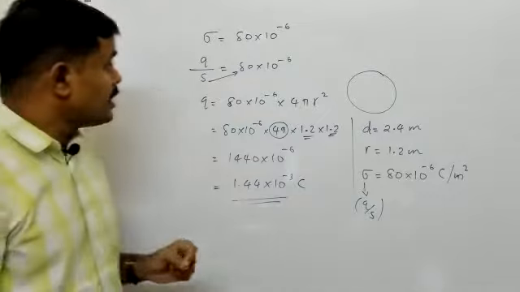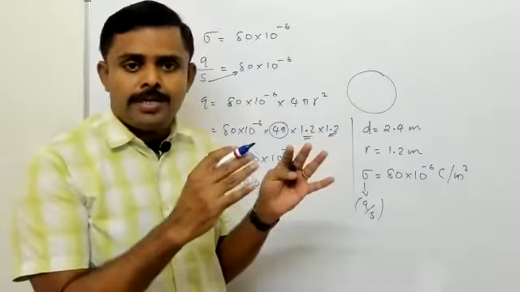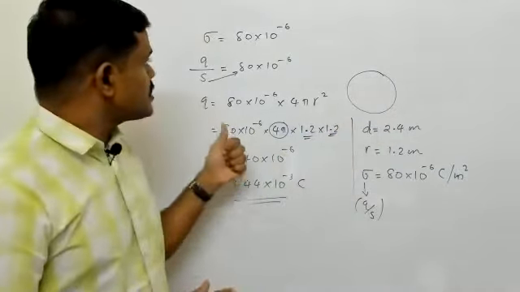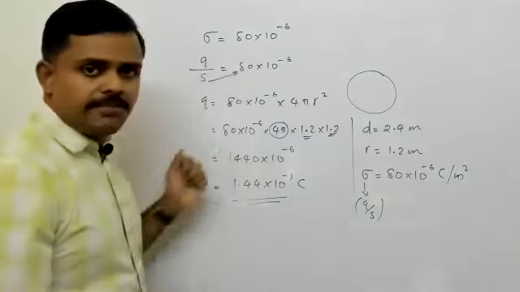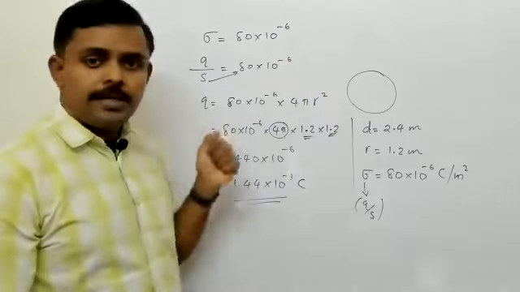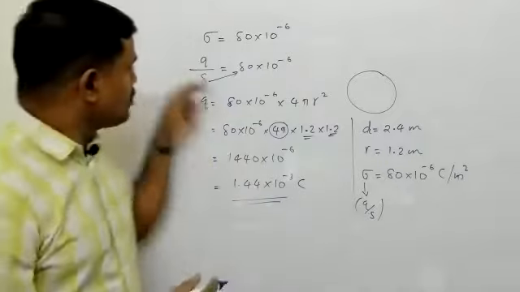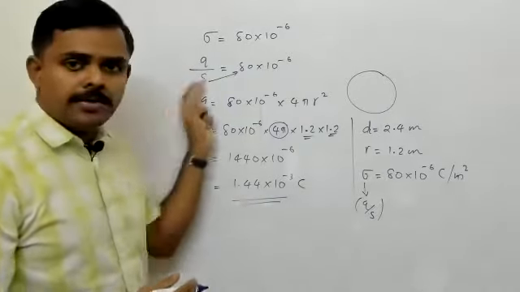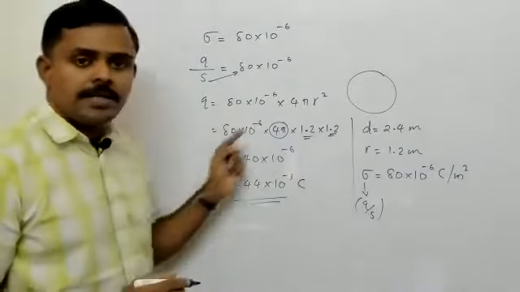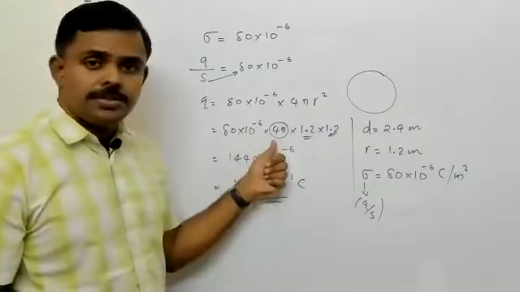I'm repeating one more time. We have a uniformly charged sphere, and they are asking you to find the total charge. They have given surface charge density sigma, 80 into 10 power minus 6. Sigma is total charge by area, Q by S. So Q, cross multiplying, will be 80 into 10 power minus 6 into 4 pi r square.